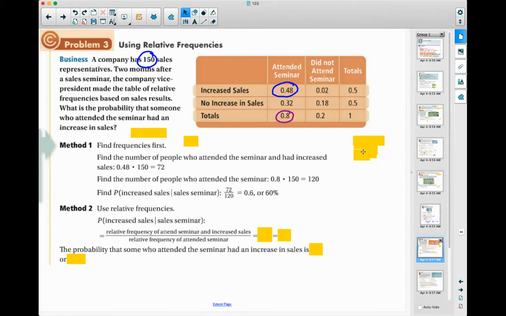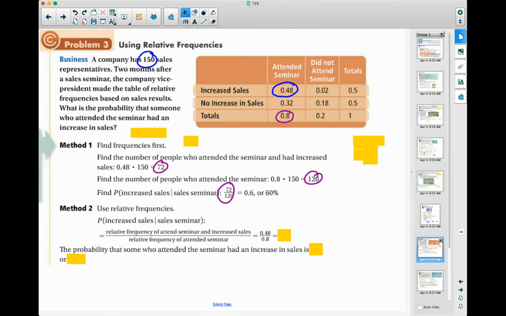So the probability of increased sales, given their sales increase, is the relative frequency of the intended seminar increased sales over the relative frequency of the intended seminar. So that can be 0.48 out of 0.8. I don't necessarily have to calculate the actual number of people who did it like this.